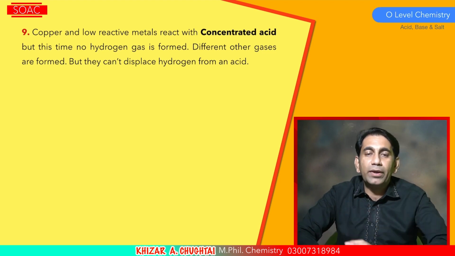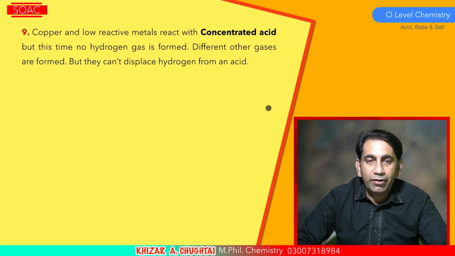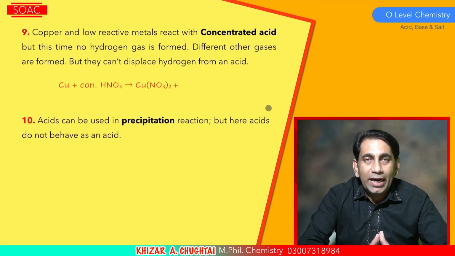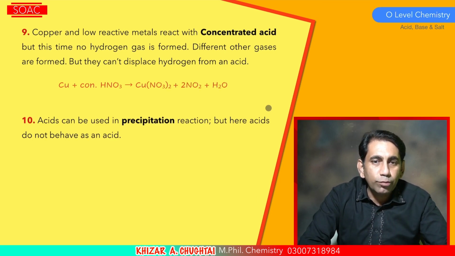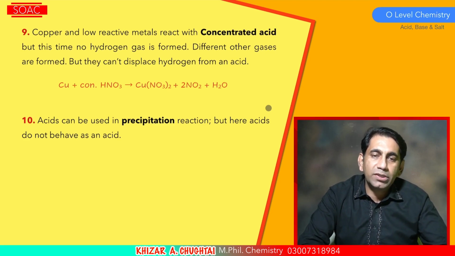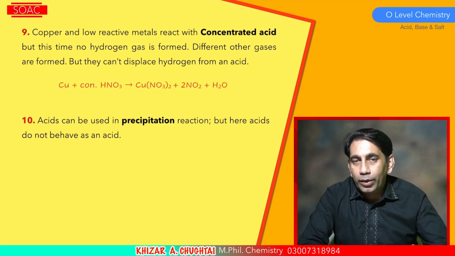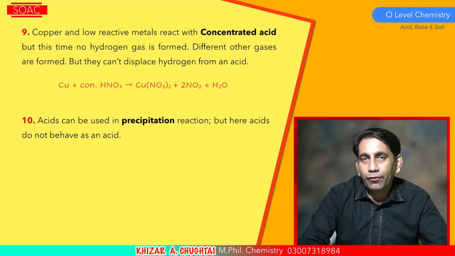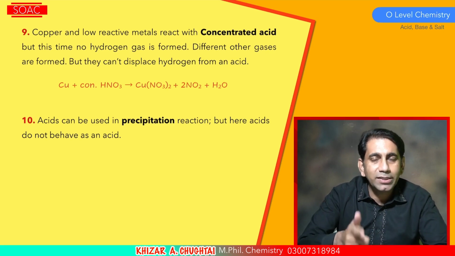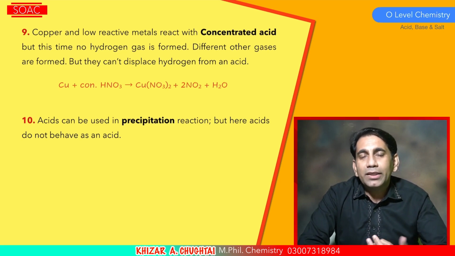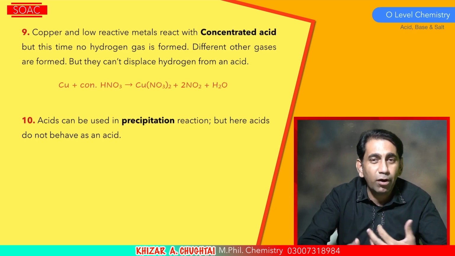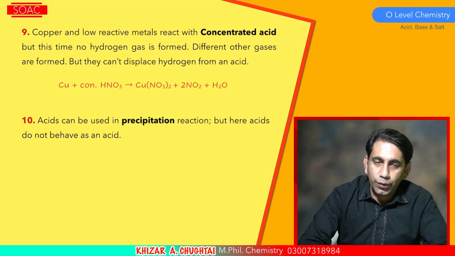For example, when copper is allowed to react with concentrated nitric acid, this phenomenon is going to happen. Copper plus concentrated nitric acid goes to 2 moles of nitrogen dioxide and water. So NO2 gas, nitrogen dioxide gas, is going to form. Whenever any metal that is less reactive than hydrogen in the reactivity series reacts with concentrated acid, yes, it can react, but this time there is no formation of hydrogen gas. There may be the formation of NO2 gas, there may be formation of sulfur dioxide gas and so on.